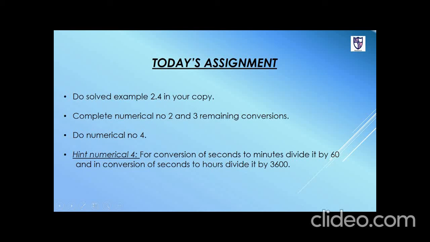Assignment for today's class: do solved example 2.4 in your copy. Complete numerical number 2 and 3 remaining conversions. Do numerical number 4, hint numerical 4. For conversion of seconds to minutes, divide it by 60, and in conversion of seconds to hours, divide it by 3600.